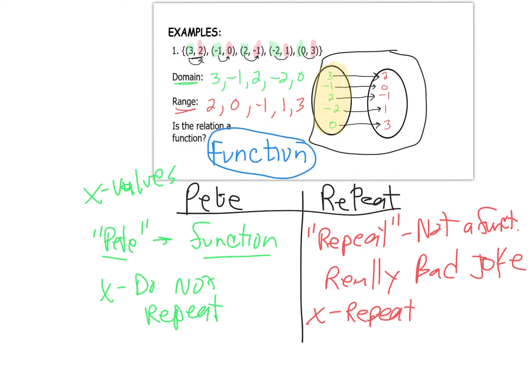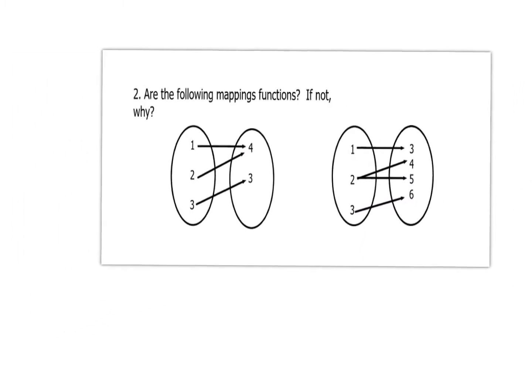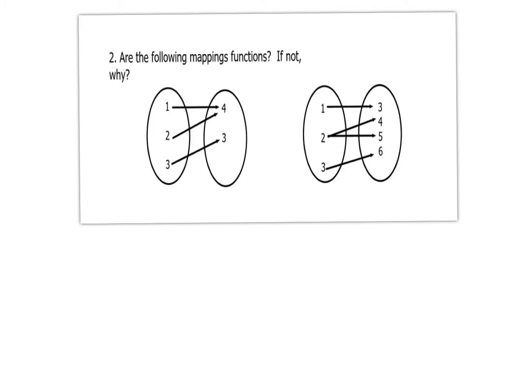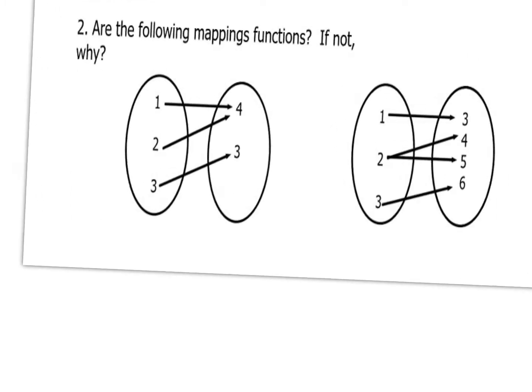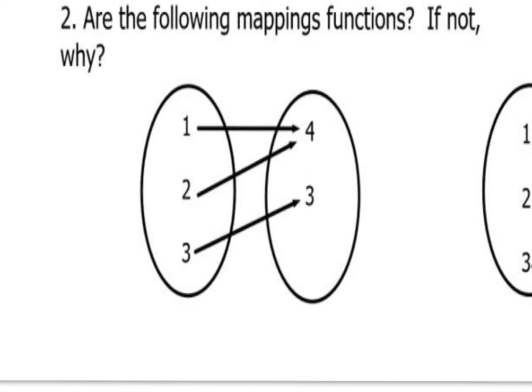All right, let's move on. All right, so now we're given a mapping. Are the following maps a function, yes or no, and why? Or if not, we have to identify why. Now again, remember, a mapping is just giving you how the ordered pairs go. So for instance, this is our x, this is our y, right?